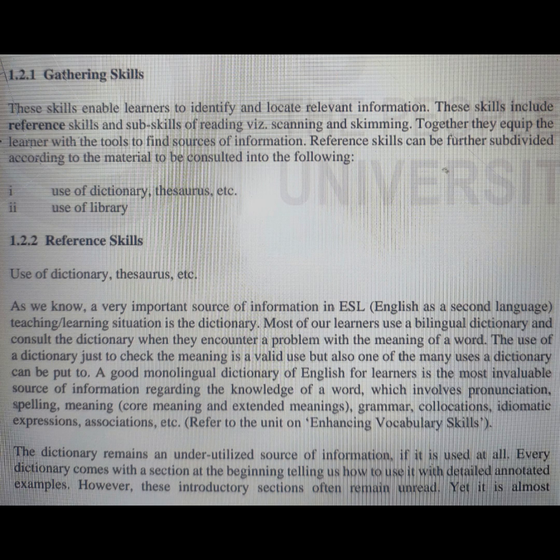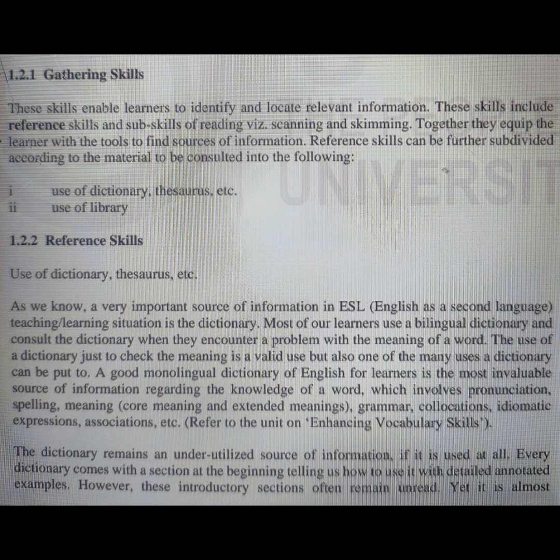The use of a dictionary just to check the meaning is a valid use, but also one of the many uses a dictionary can be put to. A good monolingual dictionary of English for learners is the most invaluable source of information regarding the knowledge of a word, which involves pronunciation, spelling, meaning, core meaning and extended meanings, grammar, collocations, idiomatic expressions, associations, etc. Refer to the unit on enhancing vocabulary skills. The dictionary remains an underutilized source of information, if it is used at all.